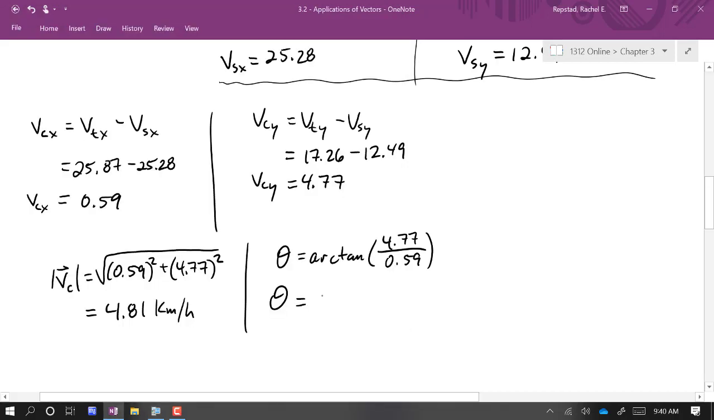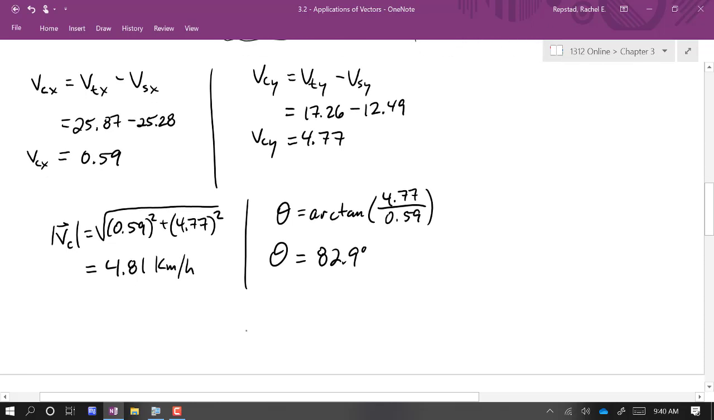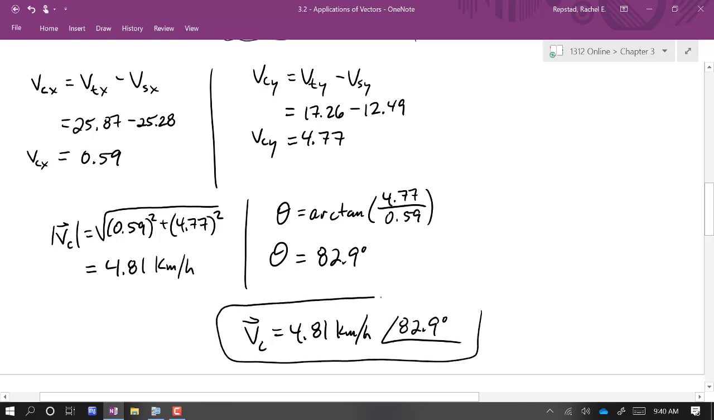82.9 degrees. And putting this together, the velocity of the current is 4.81 kilometers per hour at 82.9 degrees.